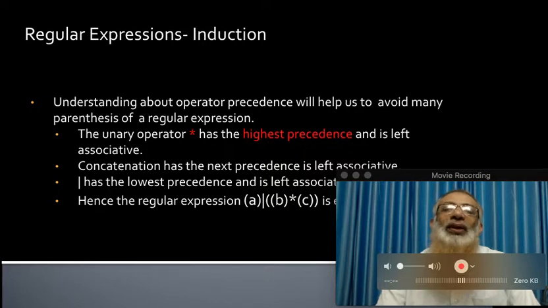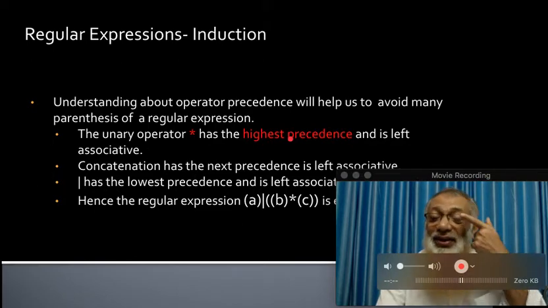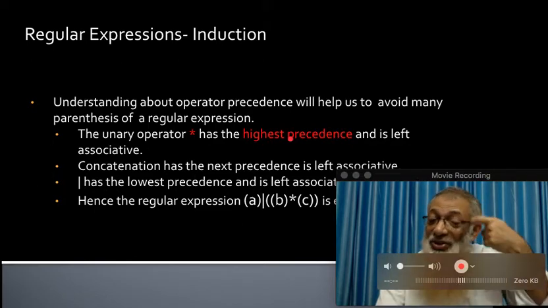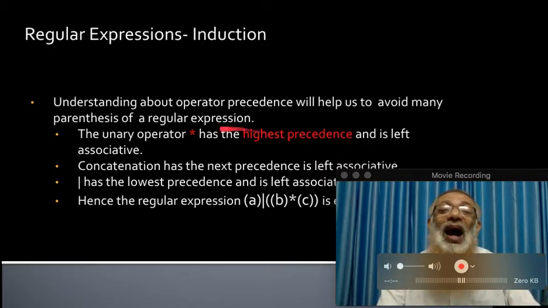We have mentioned operators in regular expressions, 3 operators. And out of these 3 operators, the unary operator star has the highest precedence, and it is left associative also. Associativity is also a major concern in the evaluation of expressions. After star, concatenation is the next precedence. And this OR operator has got the lowest precedence.